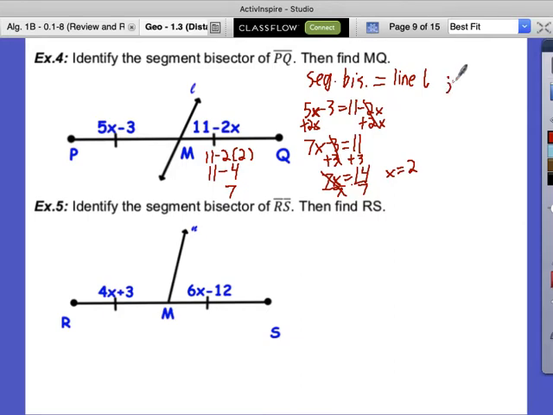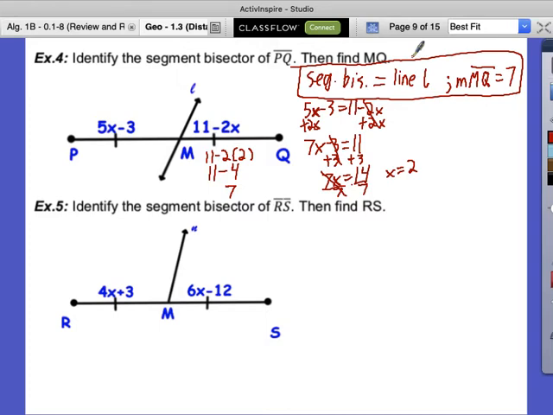And then we also know that the measure of segment MQ is 7. So that would be our answer. We were asked to find both of those things: the segment bisector, line L, as well as the measure of that segment. Any questions on that one?